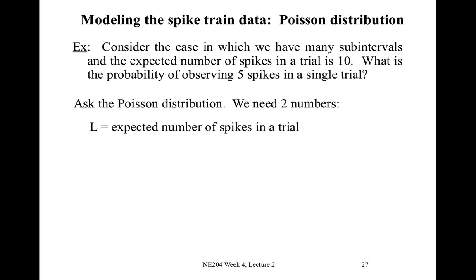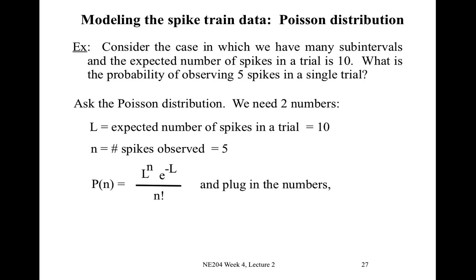And what we need is two numbers. We need L, the expected number of spikes in a trial. And we're told that in the problem statement. 10 is the expected number of spikes. And then we also need to know N, the number of spikes observed. In this case, we observe 5. And we want to know what's the probability of observing 5 spikes when the expected number is 10. And we can just plug in these numbers to the Poisson distribution. And so we can do that.